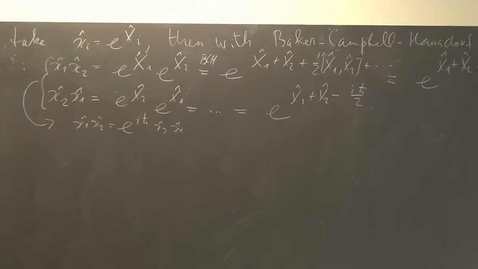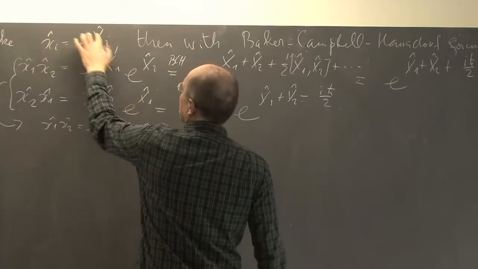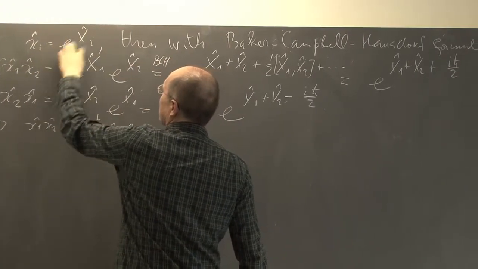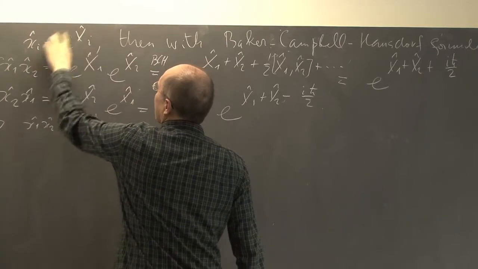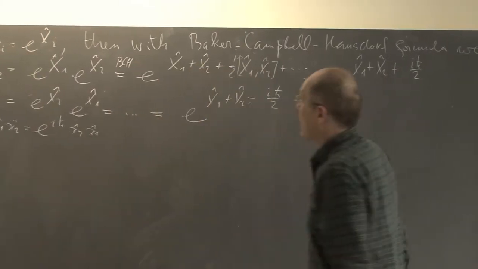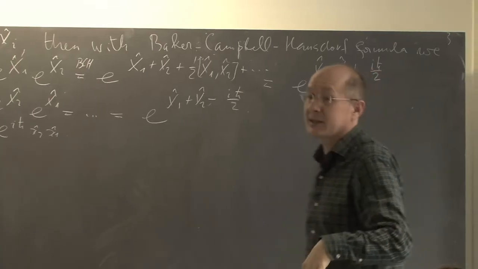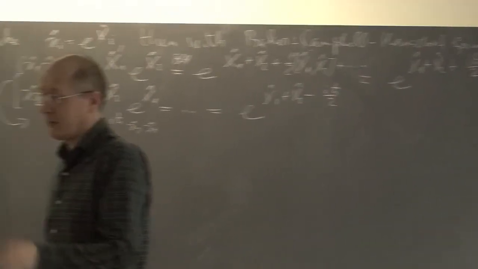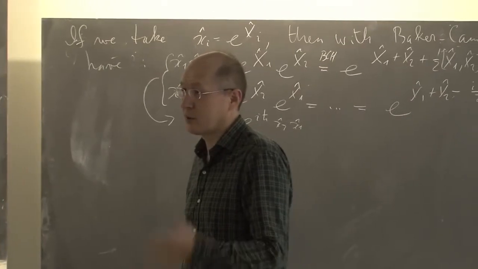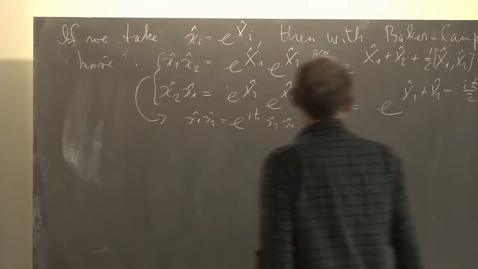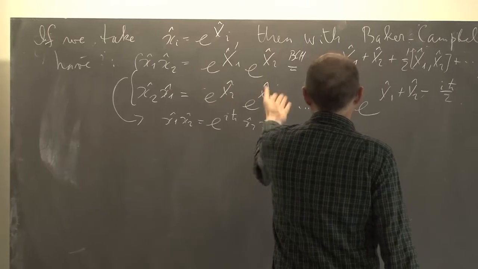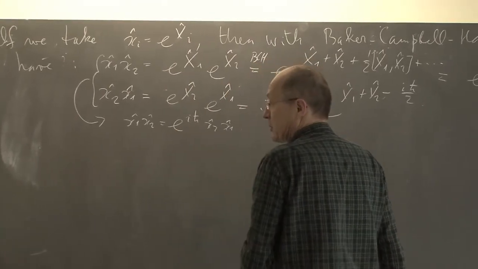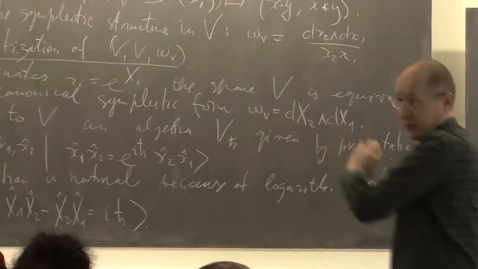But this is kind of heuristic because exponentials are formal things. There will be a second step where everything will become non-formal. It will define the exponentials of quantum mechanical operators. But at this stage, this remains formal. And then we just take this as the definition of the starting algebra.